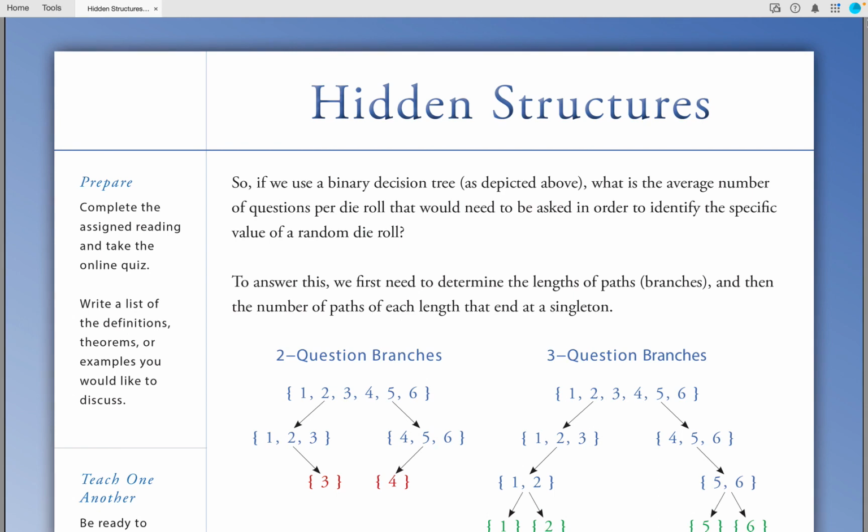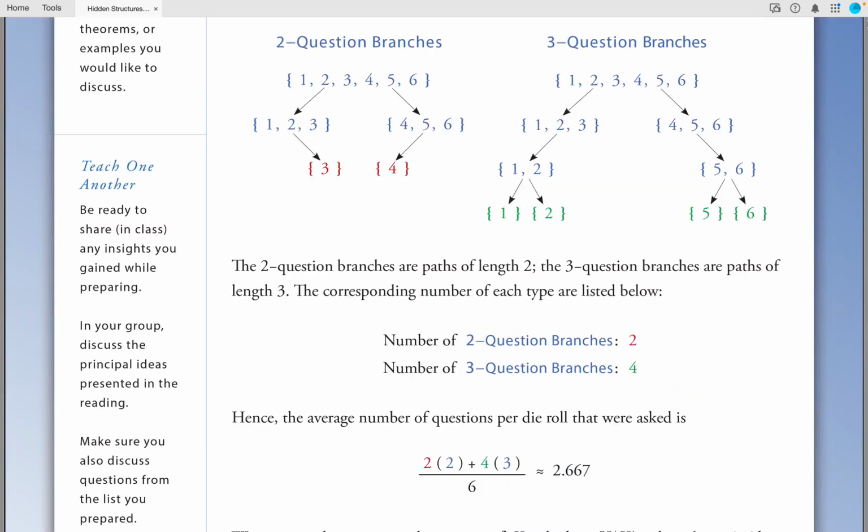So if we use a binary decision tree as depicted above, what is the average number of questions per die roll that would need to be asked in order to identify the specific value of a random die roll? To answer this, we first need to determine the lengths of paths, branches, and then the number of paths of each length that end at a singleton. The 2 question branches are paths of length 2. The 3 question branches are paths of length 3. The corresponding number of each type are listed below.